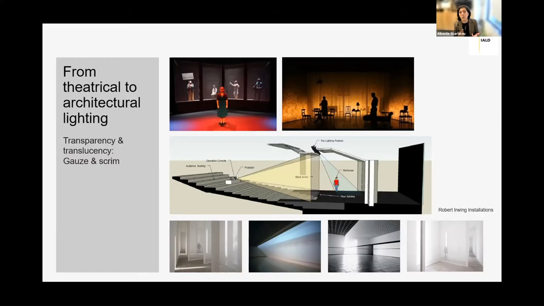So very, very famous are the Robert Irwin installations of light and space, where he actually manages to dilute the borders of space so that it creates an uncertainty of our senses. With his play of gauzes and the daylight, the spaces look dreamy and they lose the borders. So that's one way where lighting art is using exactly the same technique.